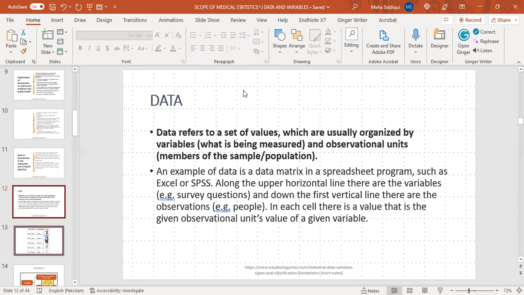Now, coming on to data. What is data? It refers to a set of values which are usually organized by variables, which are being measured in observational units, that is, members of a sample or population.